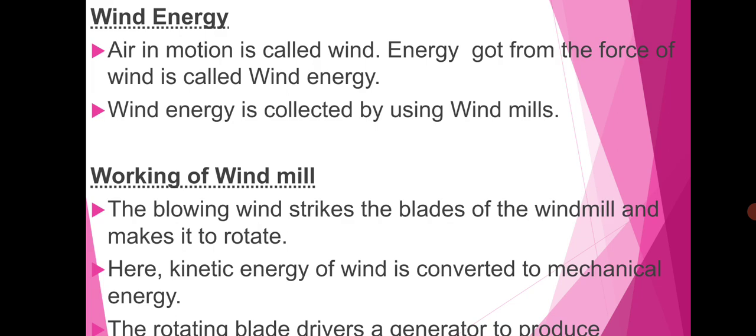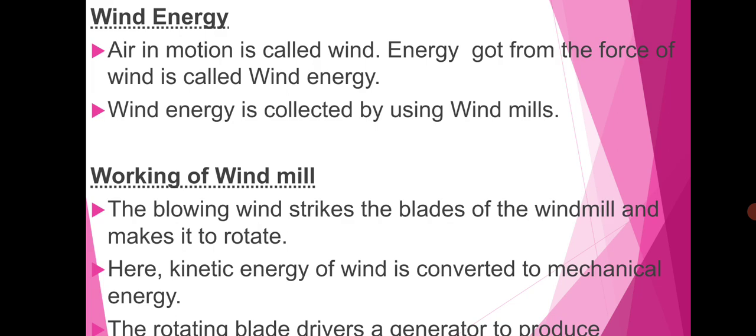Next we move to wind energy. We know that wind energy is derived from wind. The fast moving air is known as wind. The energy possessed by the wind is due to its high speed. Therefore, the kinetic energy of the wind is converted into mechanical energy. With the help of a windmill, we harness the wind energy.